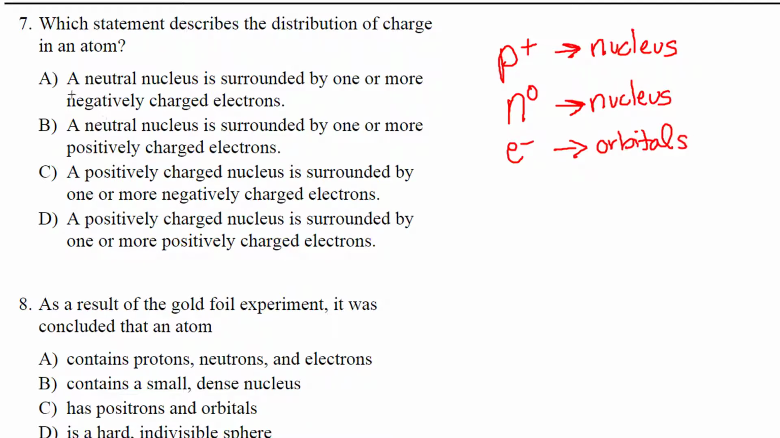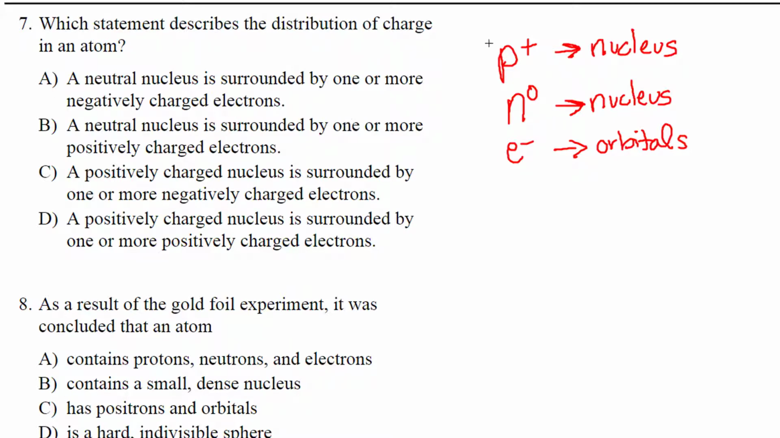So, A, a neutral nucleus is surrounded by one or more negatively charged electrons. B, a neutral nucleus is surrounded by one or more positively charged electrons. C, a positively charged nucleus is surrounded by one or more negatively charged electrons. Or D, a positively charged nucleus is surrounded by one or more positively charged electrons.